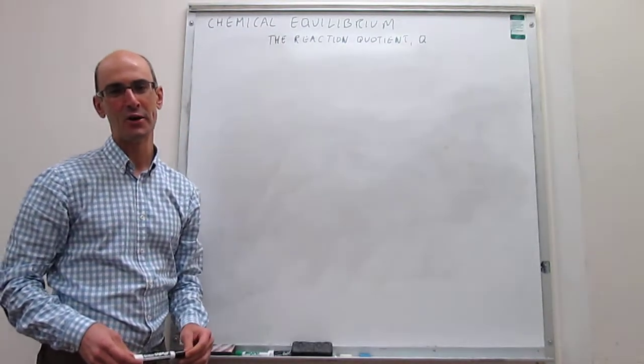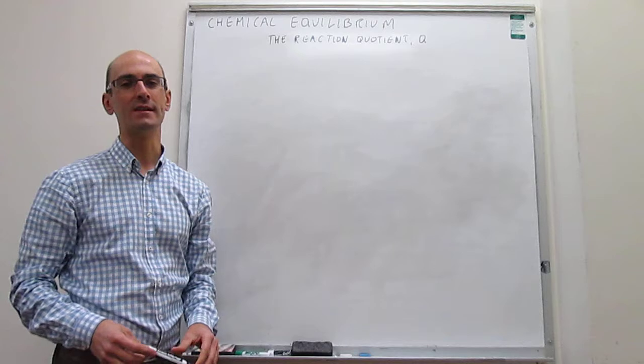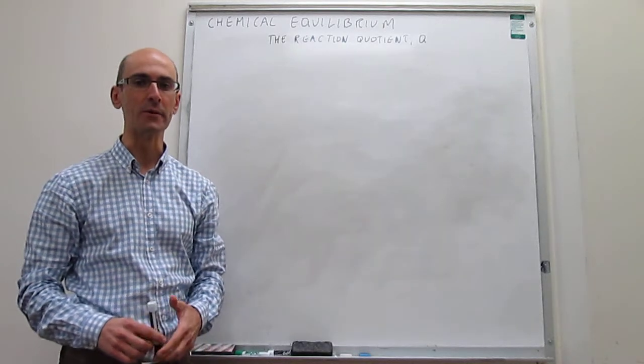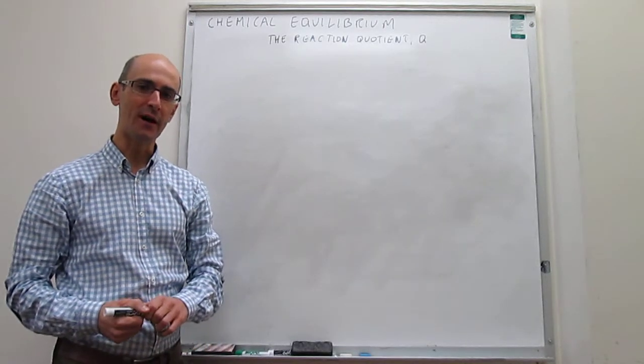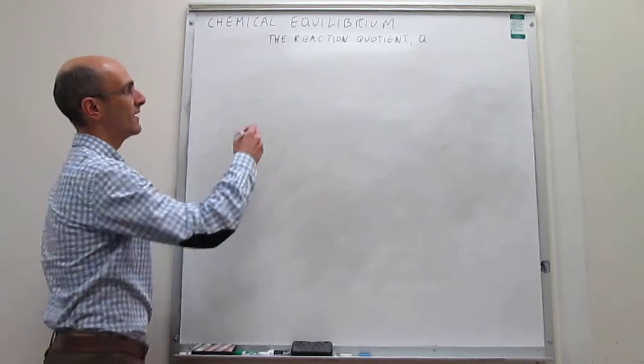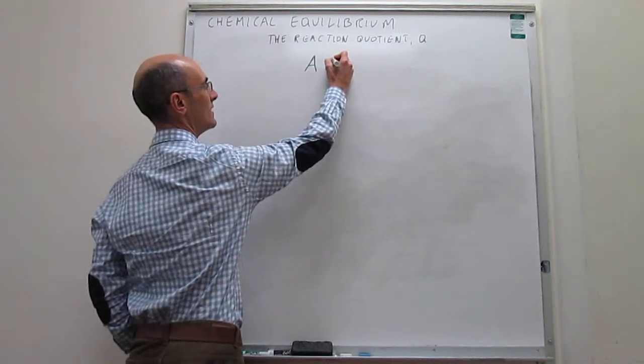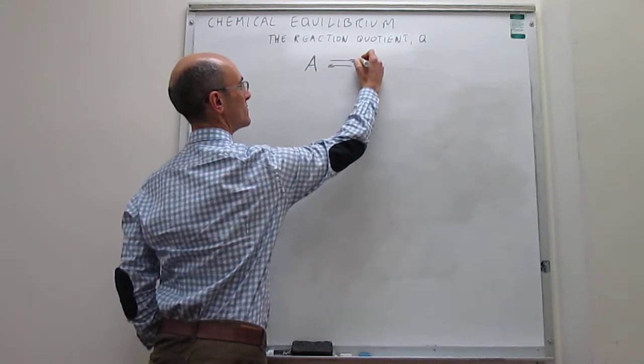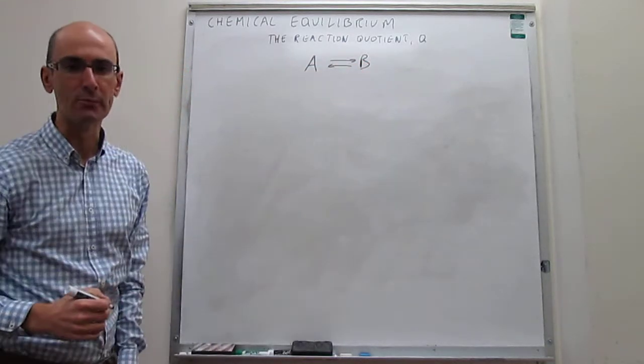In this video, we talk about the reaction quotient in the context of chemical equilibrium. Let's first draw a generic chemical equilibrium. Let's think about the reaction of A to give B, which is reversible and reaches an equilibrium.